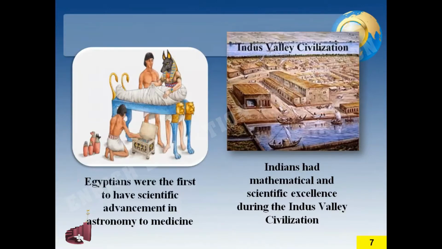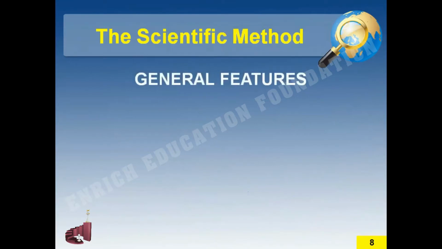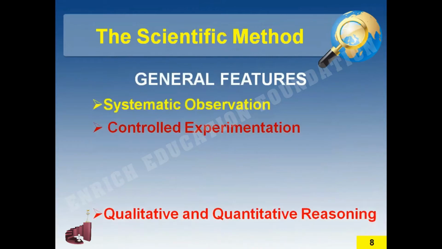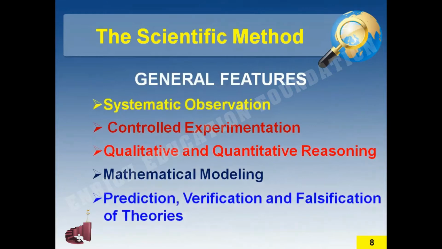Whenever we learn science, we come across different inventions and discoveries made by scientists. Definitely, they must have followed certain steps to arrive at their conclusions. Now, these steps involved are grouped as the scientific method. So students, now we are going to see the general features of the scientific method. The general features involved in scientific method are systematic observation, careful experimentation, qualitative and quantitative reasoning, mathematical modeling, prediction, verification, and falsification of theories.